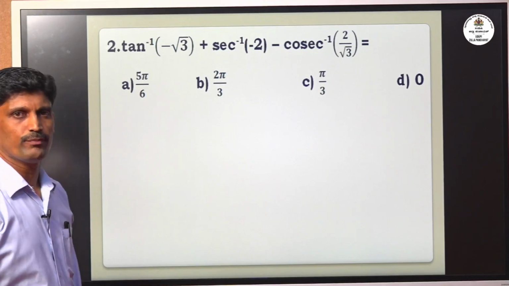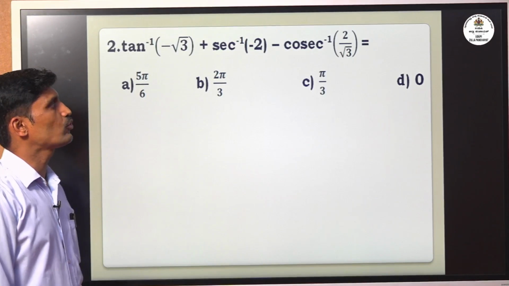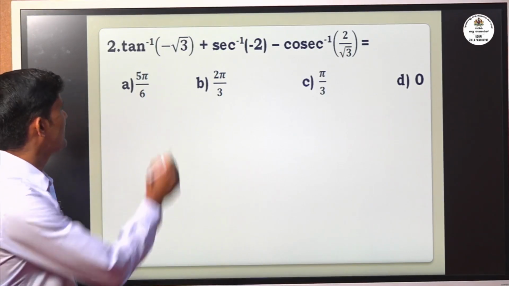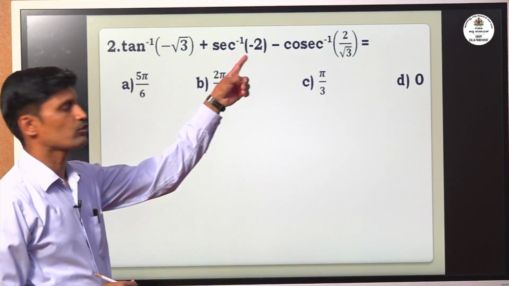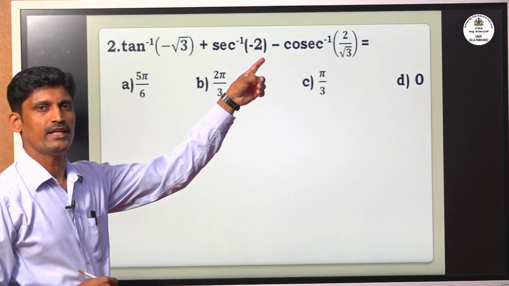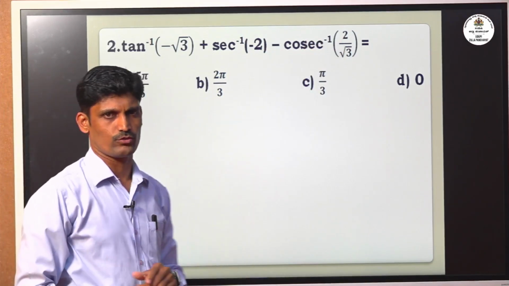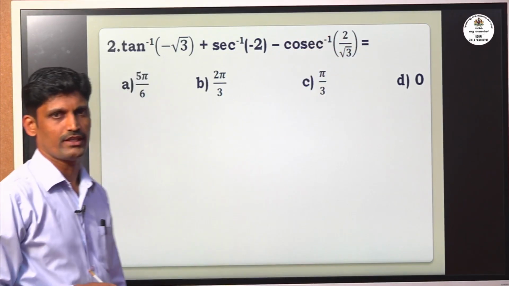Tan inverse of minus root 3 plus secant inverse of minus 2 minus cosec inverse of 2 by root 3 is equal to... You know, tan inverse of minus x equals minus tan inverse x, secant inverse of minus x is equal to pi minus secant inverse x, and cosecant inverse of minus x is minus cosecant inverse x.